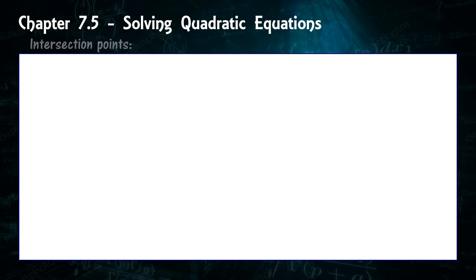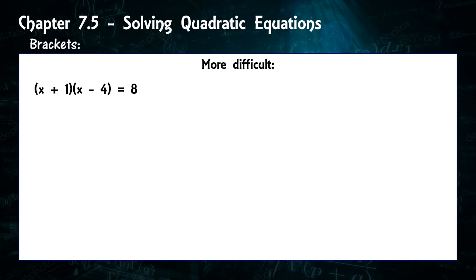Next up, equations with brackets. Let me show you the equation (x plus 1)(x minus 4) is equal to 8. You might think, hey, this is easy, it has already been factorized. But the resulting product is 8 and not 0. So, to solve this equation, we first need to multiply out the brackets to receive x squared minus 3x minus 4 is equal to 8.